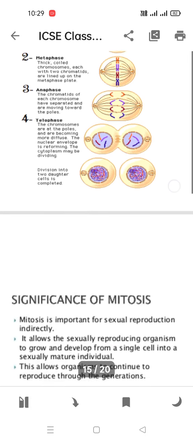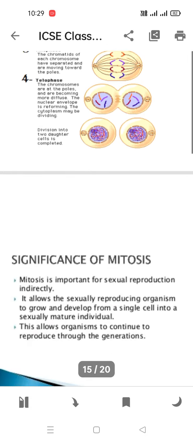chromosomes. Now let's see what is the significance of mitosis. Okay, significance of mitosis. So mitosis is important for sexual reproduction indirectly. Okay, mitosis किसके लिए important होता है? Sexual reproduction के लिए. It allows the sexually reproducing organisms to grow and develop from a single cell into a sexually mature individual.